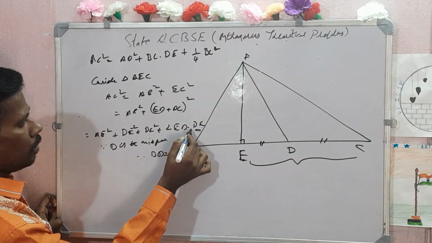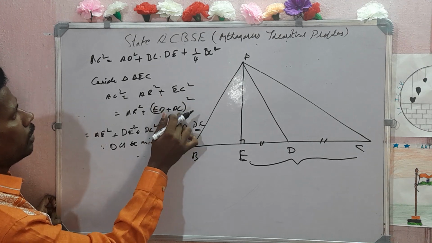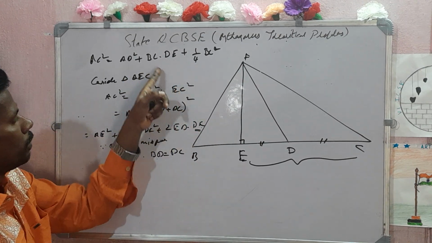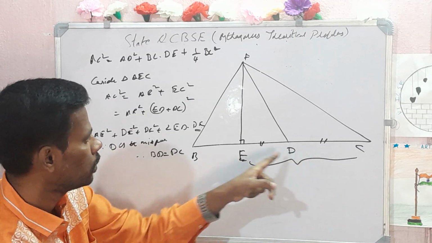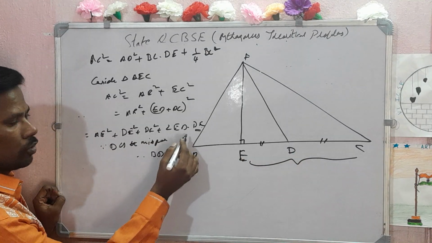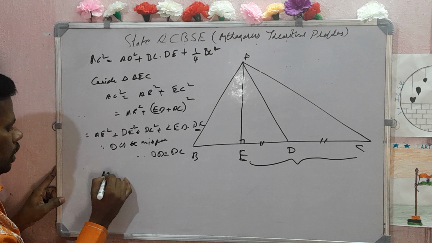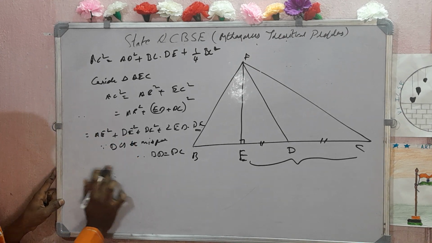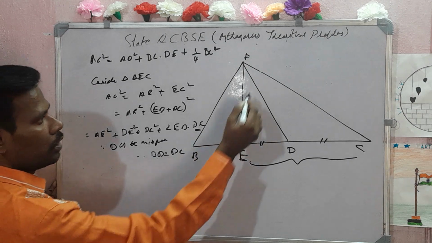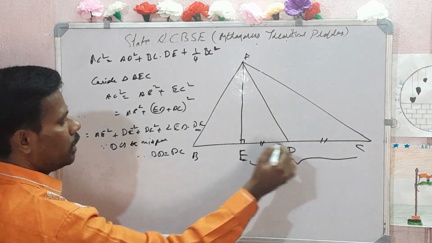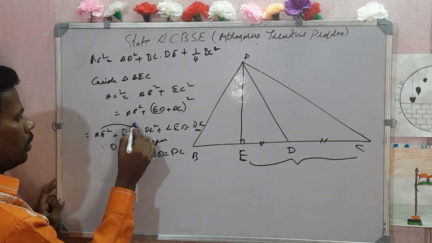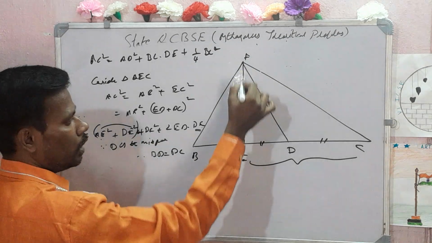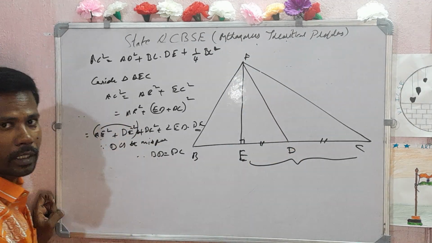AD plus into DE. So just write like this: AE square is equal to AE square. Here you can see that AE square plus ED square. Mark, club these two. AE square plus DE square. AE square plus DE square is nothing but AD square, right?